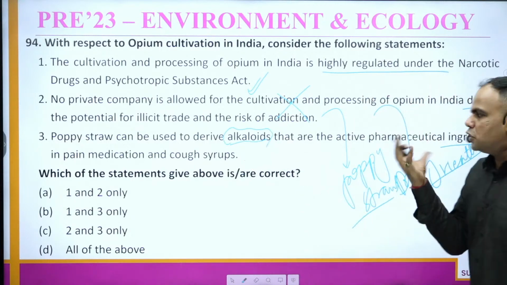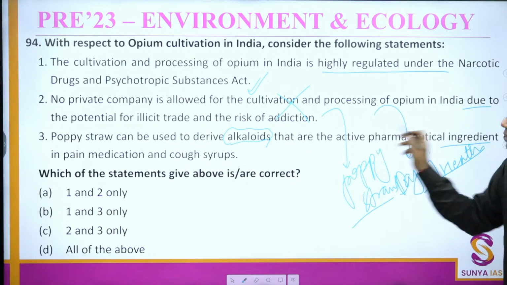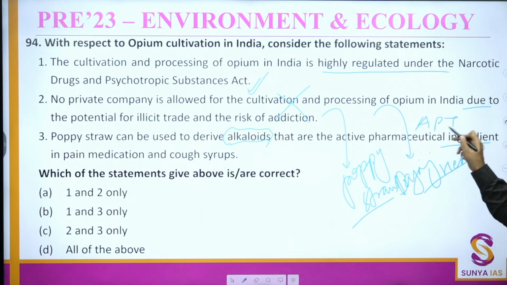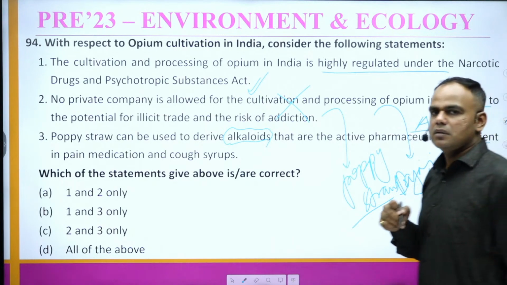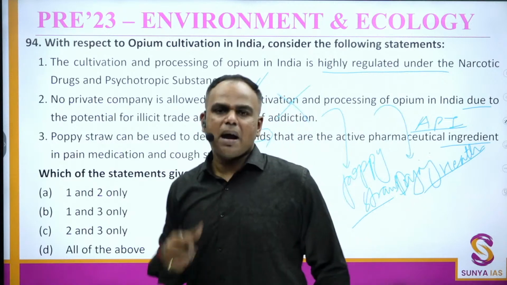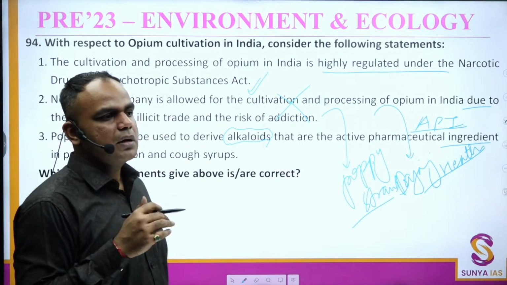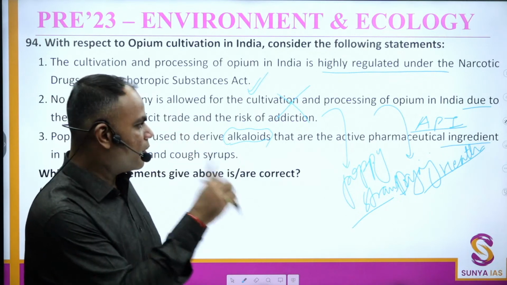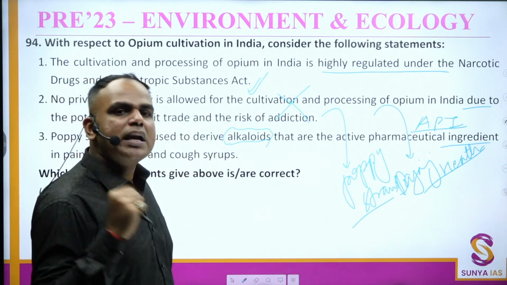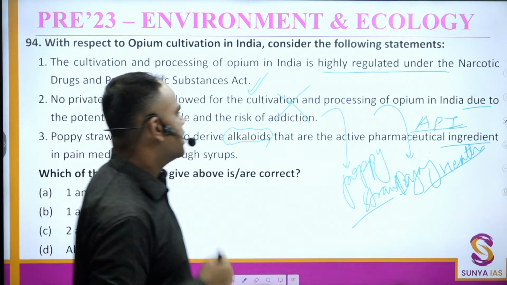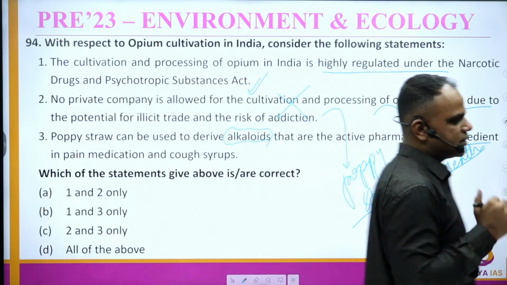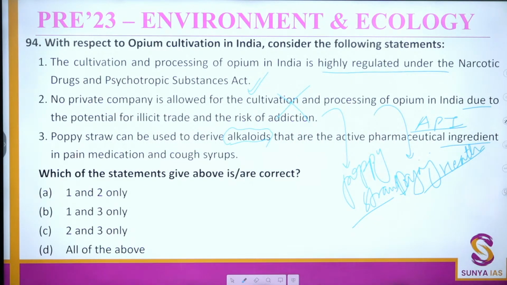And alkaloids are useful, so this term API means active pharmaceutical ingredients. Now one question: you might know that India is called the pharmacy of the world. If India is called the pharmacy of the world, is India also a leader in API? API means the active pharmaceutical ingredients. You can just mention that in the comment section.